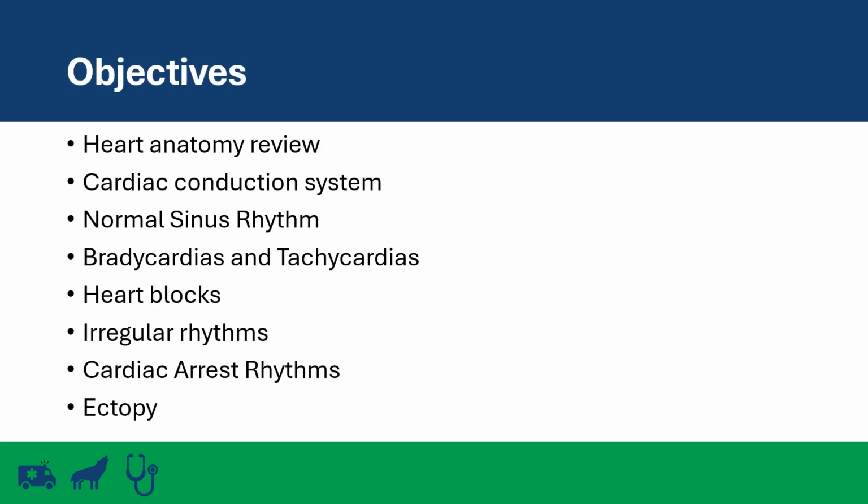In this presentation, we're going to do a quick review of the anatomy of the heart. We're going to talk about the cardiac conduction system. We're going to talk about what normal sinus rhythm is. We're going to talk about bradycardias and tachycardias. We're going to talk about heart blocks, irregular rhythms, cardiac arrest rhythms, and ectopy.